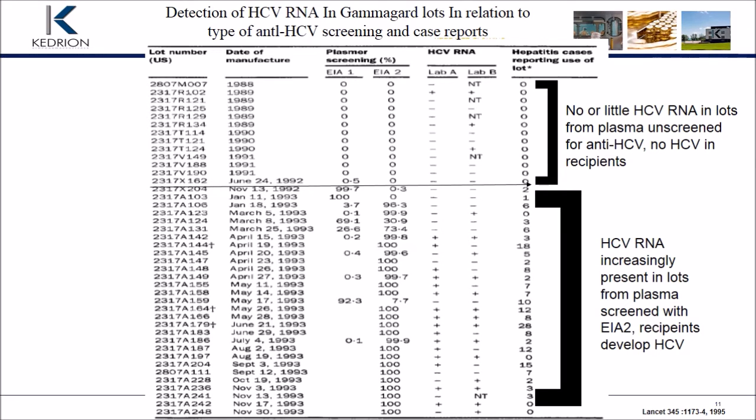However, very remarkably, when the GammaGard incident occurred, the FDA laboratories showed that the introduction of the second generation test ironically resulted in the finding that hepatitis C RNA was more present in these batches, despite the fact that there was the test. In fact, the recipients of these batches, which were made screening with the second generation test, as you can see on this slide from the paper published in Lancet, were the ones who developed hepatitis C.